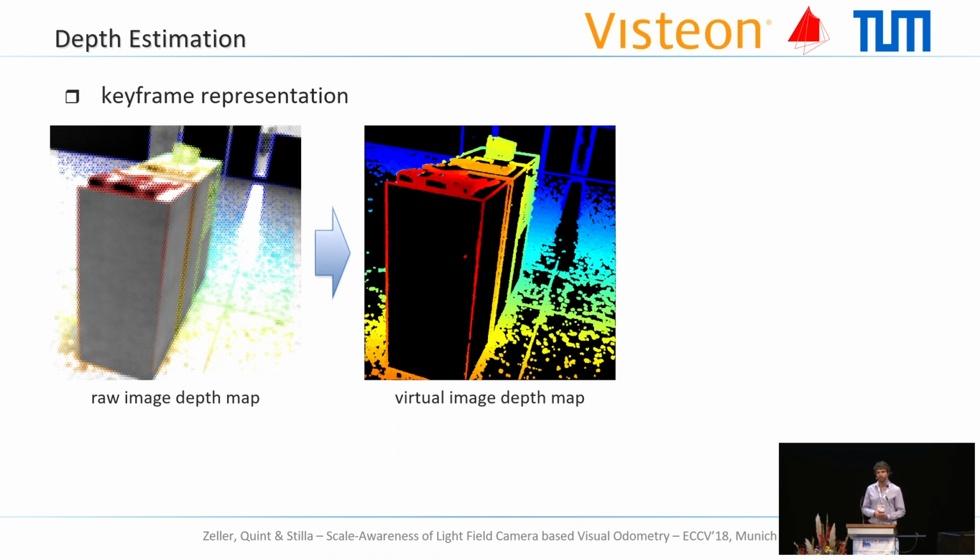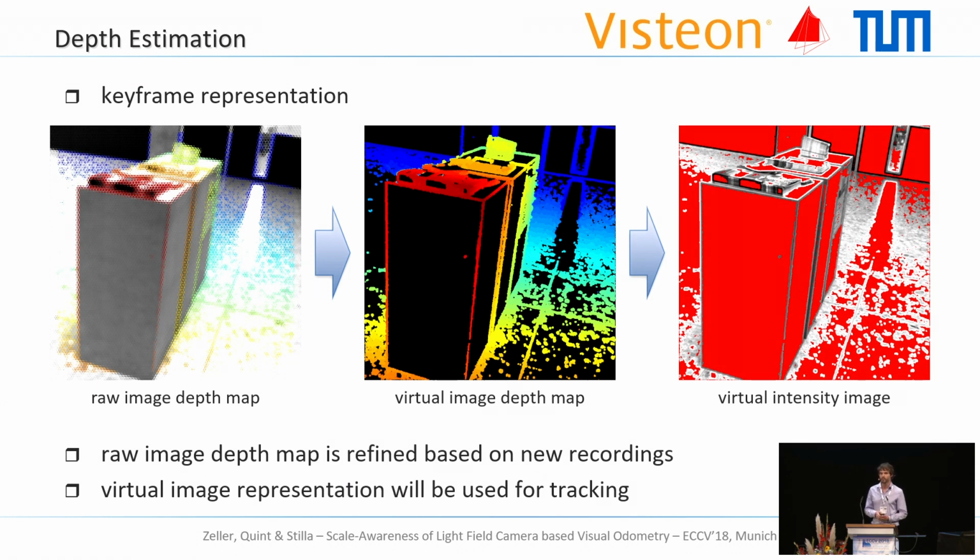And since we here also have a larger neighborhood than in our micro lenses or in our micro images, filtering and outlier removal becomes much easier in this virtual image. And of course, for all pixels for which we have depth information, we also can calculate intensities. So we get our keyframe representation, which is a raw image, a raw image depth map, a virtual image depth map, as well as a virtual image. But in the virtual image, we only have information at those pixels where we have an intensity gradient.